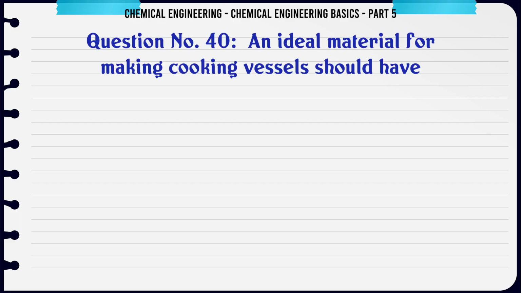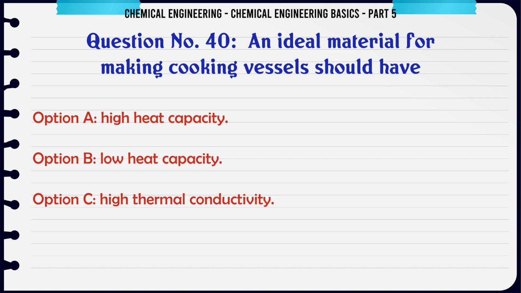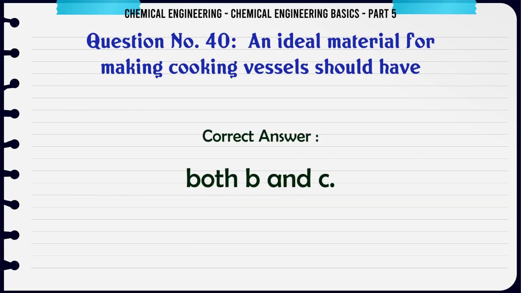An ideal material for making cooking vessels should have A. high heat capacity, B. low heat capacity, C. high thermal conductivity, D. both B and C. The correct answer is both B and C.